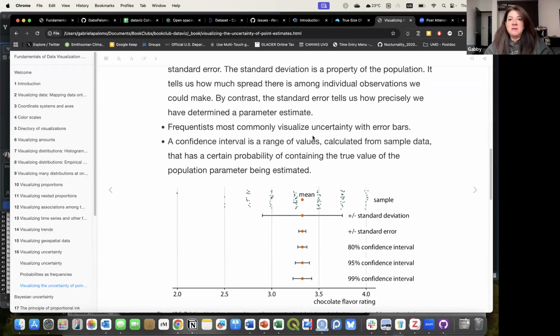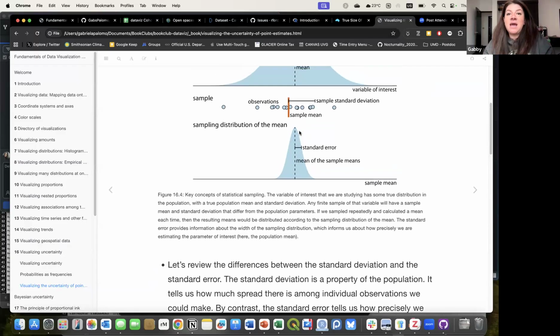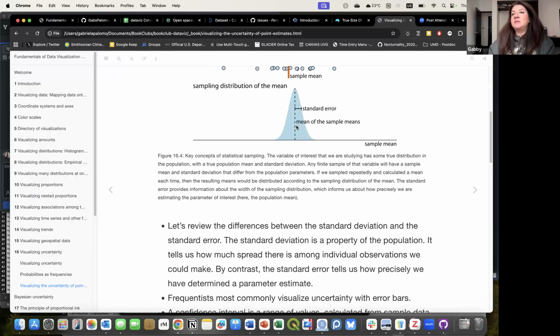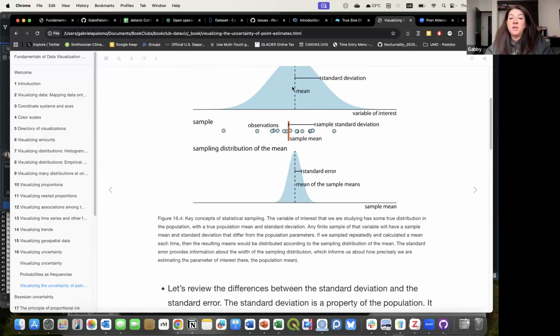So in this case, the standard error is associated with the mean of our sample. So it tells us how precisely we determined the mean of that sample based on the value of the population mean. If the standard error is too wide or the number is too big, then that means that we have a lot of uncertainty relating to how close our sample mean is to the value of our population mean.